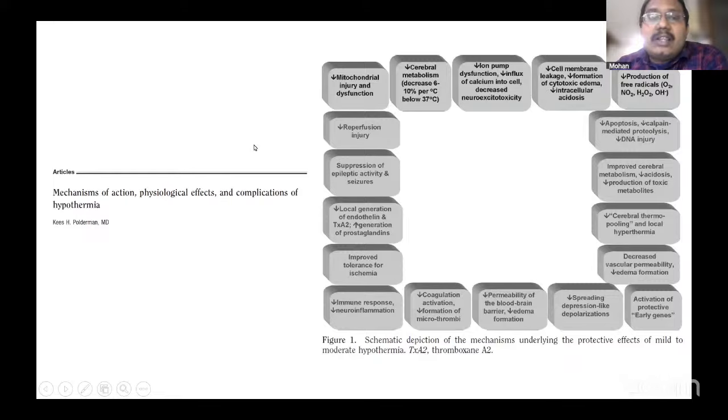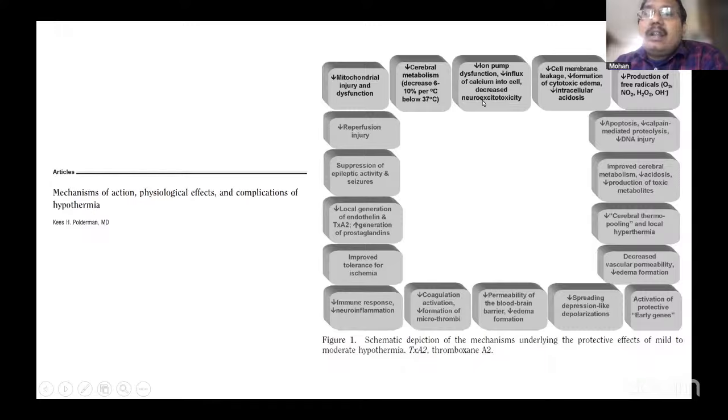Previously it was thought that hypothermia reduces the cerebral metabolism. It decreases 6 to 10% per degree of temperature drop below 37 degrees. So it was the perception that it only does this part. So it reduces the cerebral metabolism.